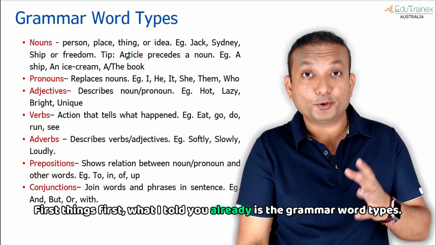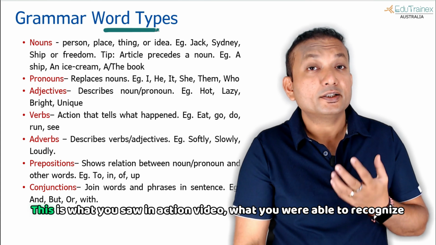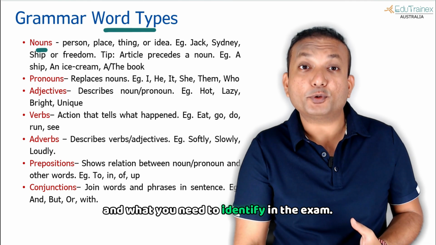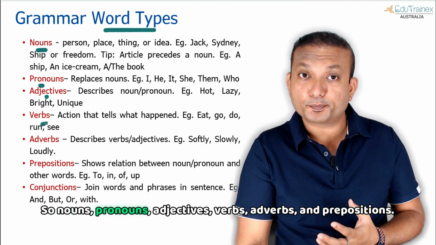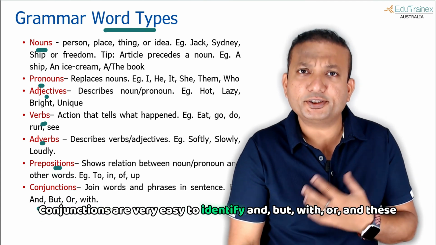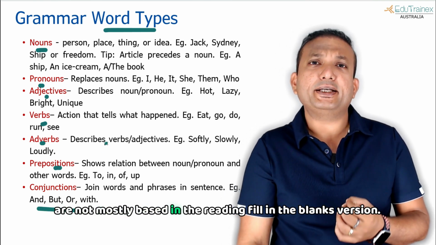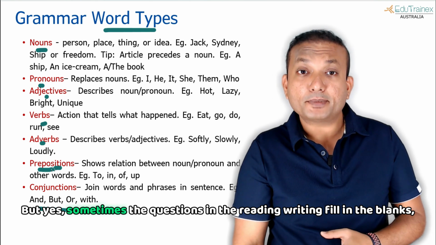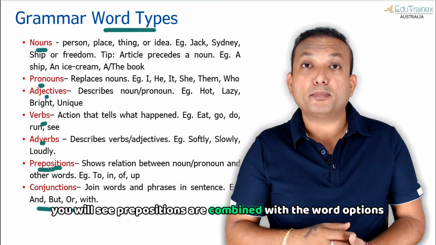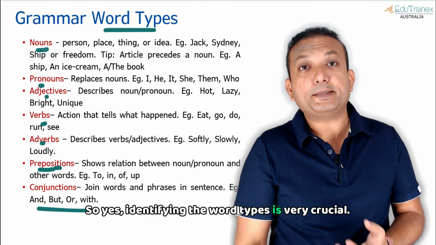First things first, what I told you already is the grammar word types. Word types is also called the parts of speech. This is what you saw in the action video, what you were able to recognize and what you need to identify in the exam. So nouns, pronouns, adjectives, verbs, adverbs and prepositions. Conjunctions are very easy to identify: and, but, with, or. These are not mostly based in the reading fill in the blanks question, but yes, sometimes in the reading writing fill in the blanks questions, you will see prepositions combined with the word options and then you see the options like that. So yes, identifying the word types is very crucial.